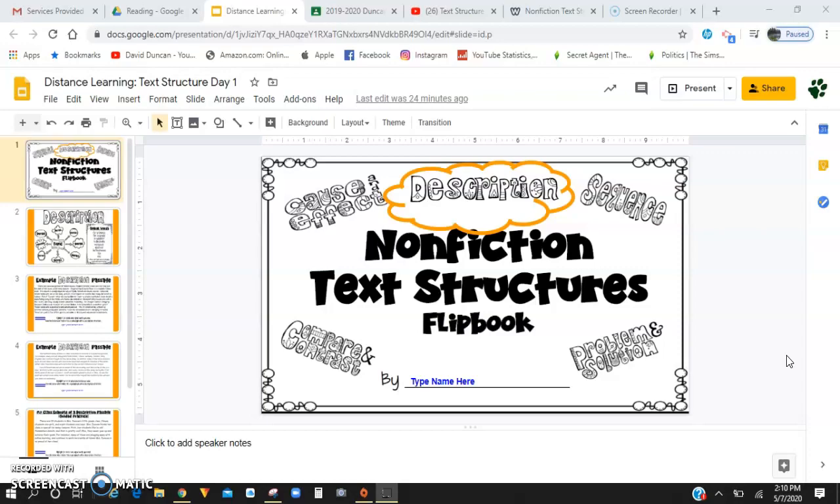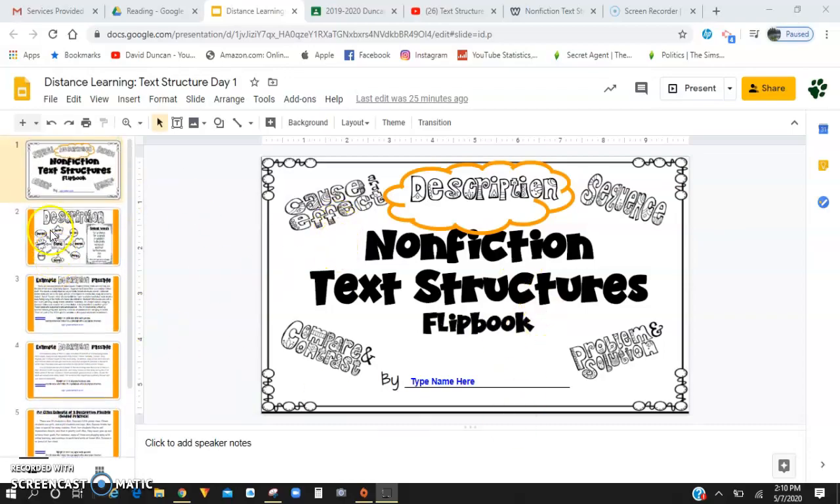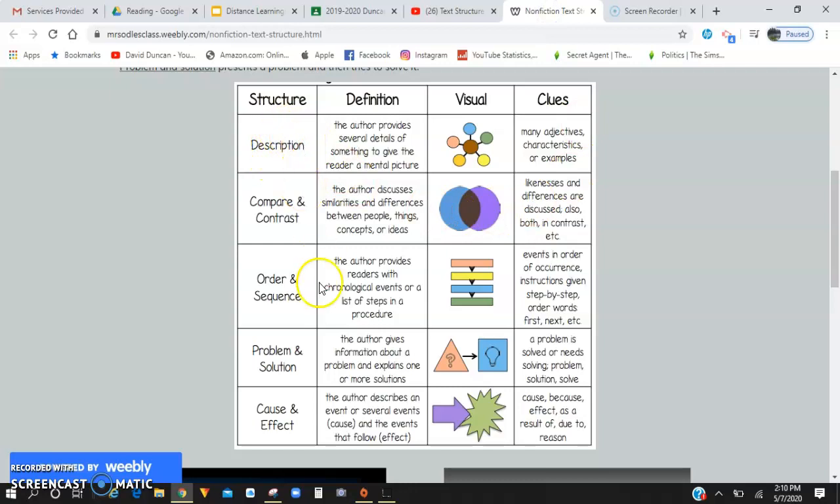It's a flip book that you're given. It's a big paper copy, and all of these pages you would receive, and you'd get to color it and design it and everything else fun like that. But since we do not have that ability right now, we're going to be using the same resource electronically. So we are going to be working on identifying different structures that an author uses when they create types of nonfiction writing.